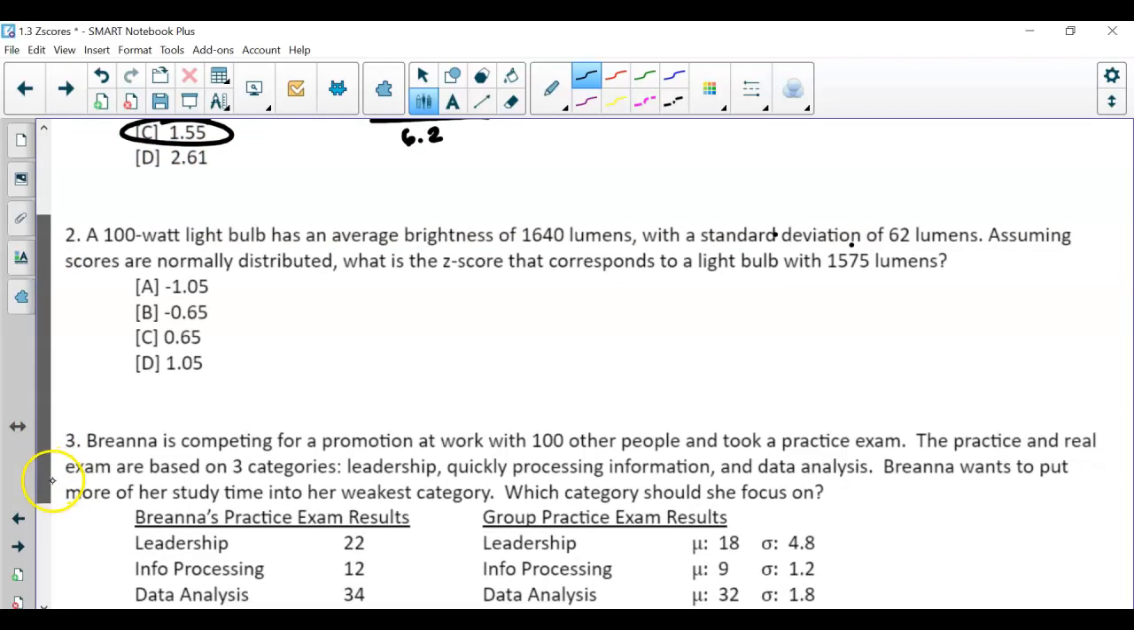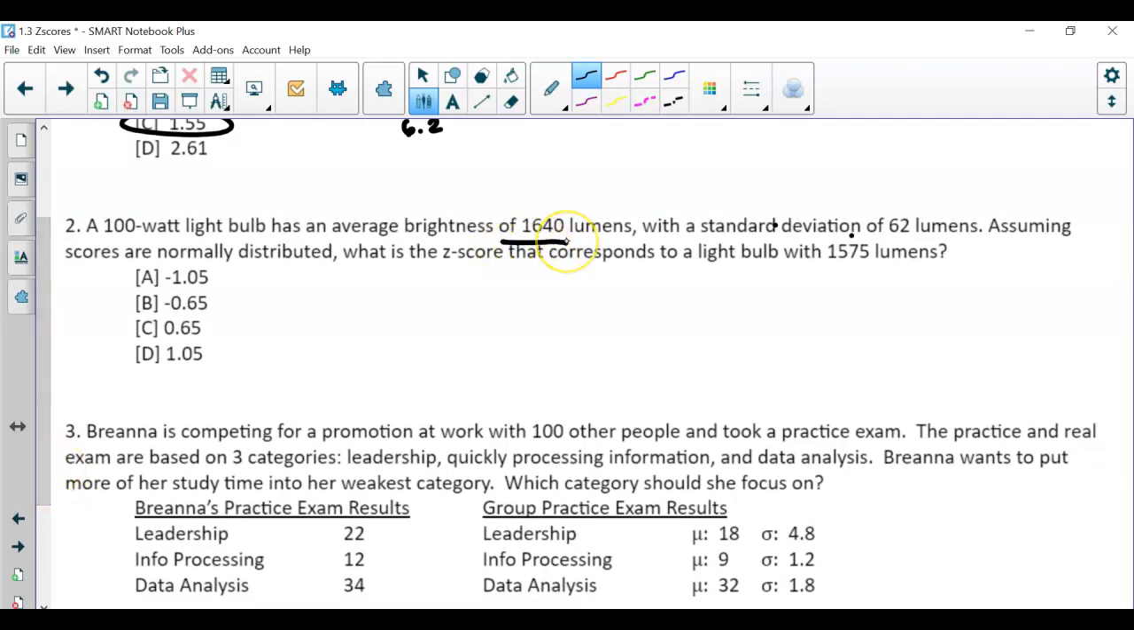Then question number 2, you have the average for the brightness of the light bulb and then your standard deviation. Again, what is the z-score given this amount of lumens? So that is your x, because that's what you're converting to a z-score. So again, you should have set it up minus the mean divided by the standard deviation. And you should have gotten a z-score, which was A.